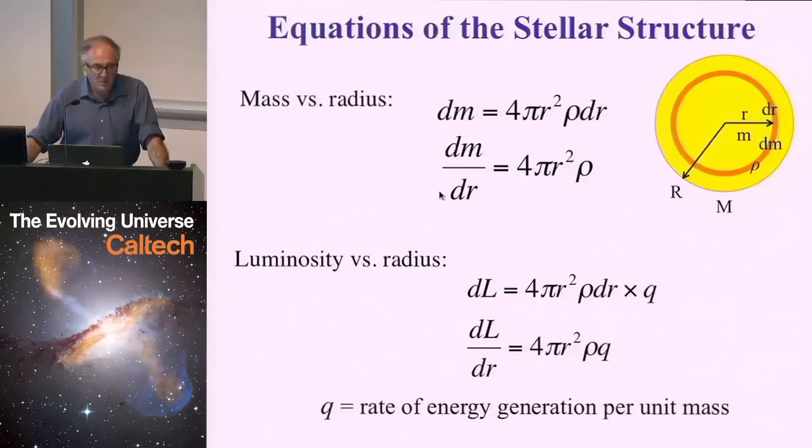The same thing with luminosity. In principle, in some layer inside the sun, usually near the core, energy has been generated. The amount of energy that's been generated is similar to the amount of mass, but here we use a quantity called the energy generation rate per unit mass, which is something that's computed from nuclear physics. And once you know that from nuclear reactions, then you can establish the gradient of luminosity inside a star.